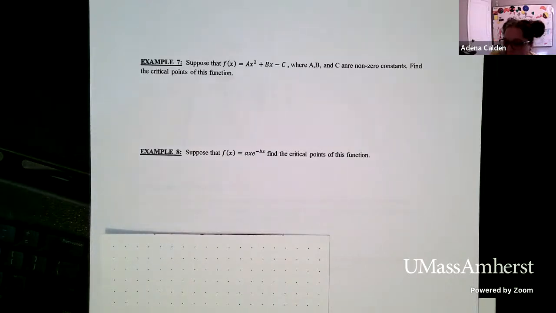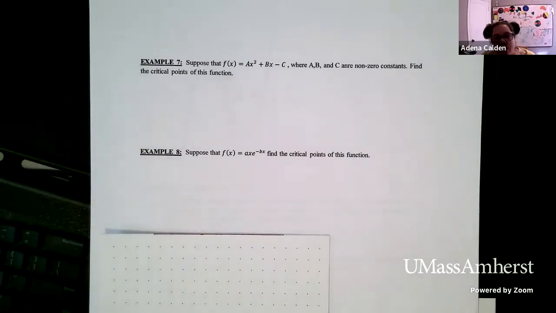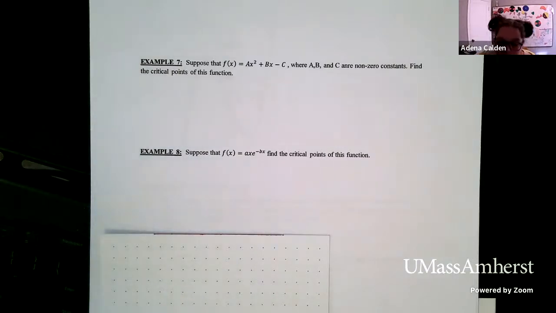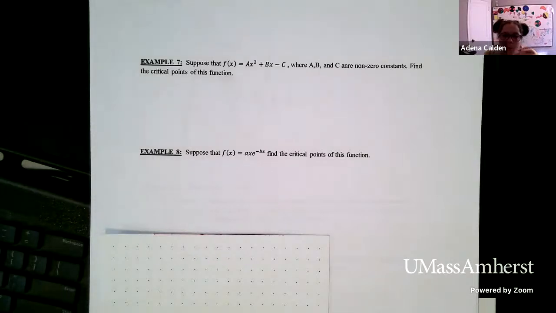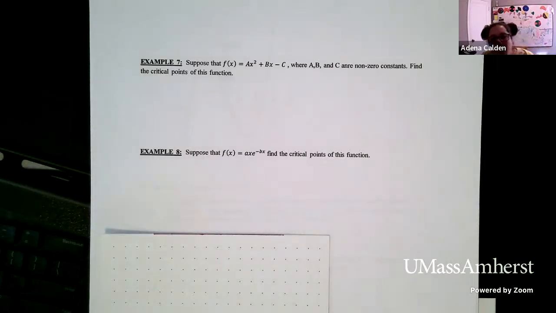3-ish, maybe 4 minutes. The first one shouldn't be too terrible on the algebra if you can figure out what the derivative is going to look like. So you want to find the first derivative, set it equal to 0, and as a reminder, we're solving for x, right? So when we set it equal to 0, we're trying to isolate the x. For example 8, we have to be a little more careful.